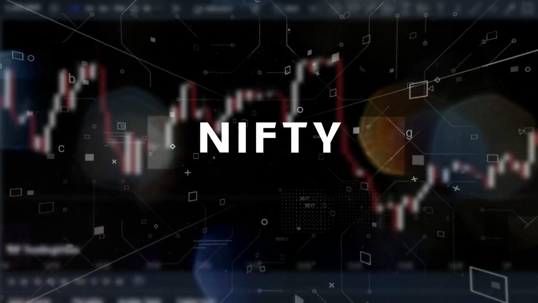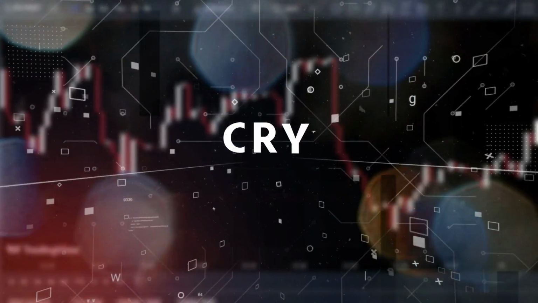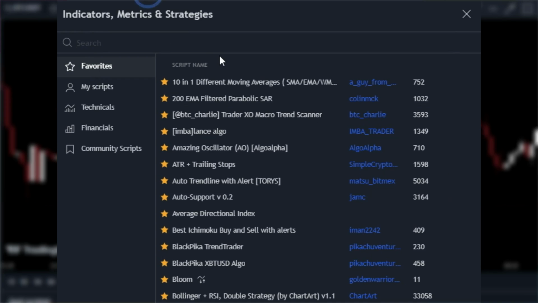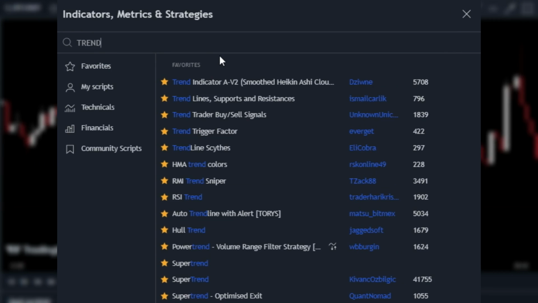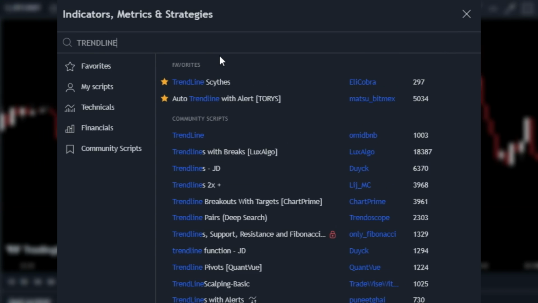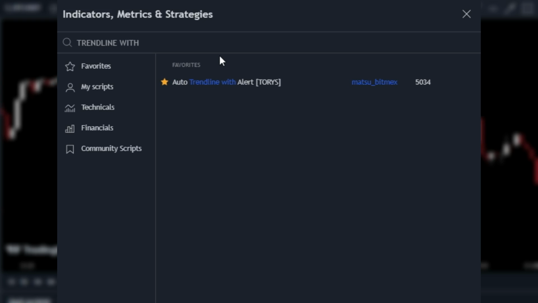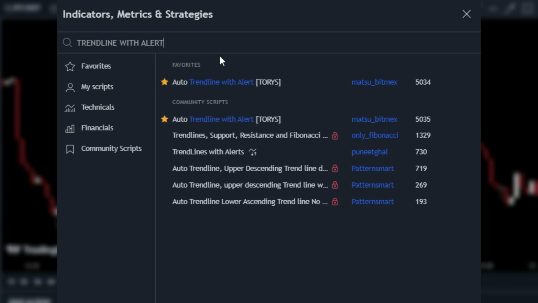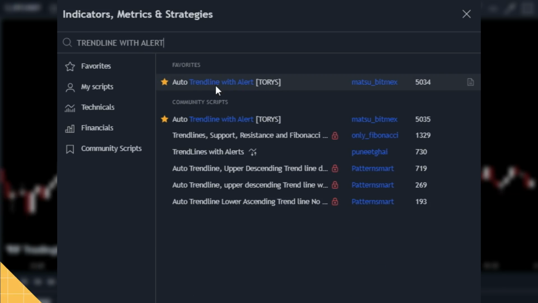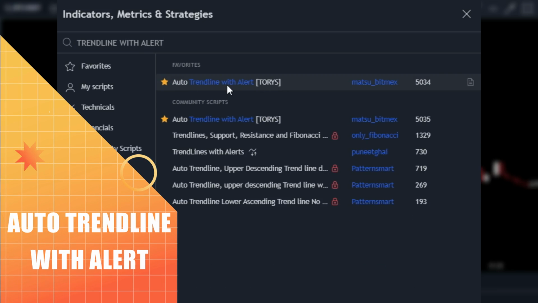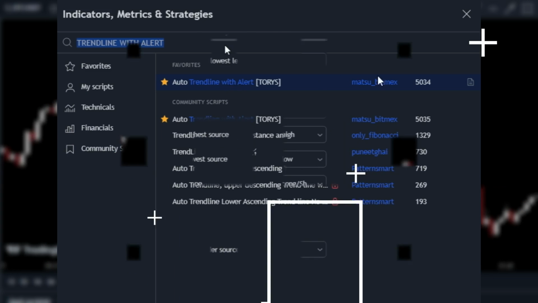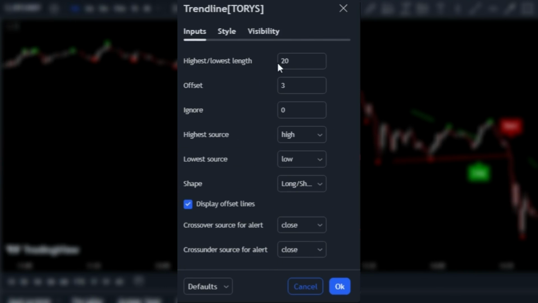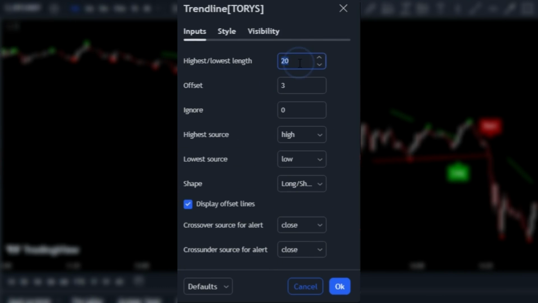Whether you're trading the Nifty chart or exploring forex, crypto, or stocks, these tools will elevate your trading experience. First, we'll introduce the trend line with alert indicator. After adding it to the chart, we'll walk you through adjusting a few key settings.